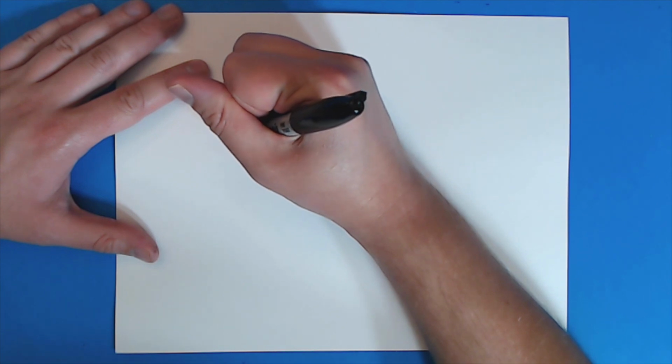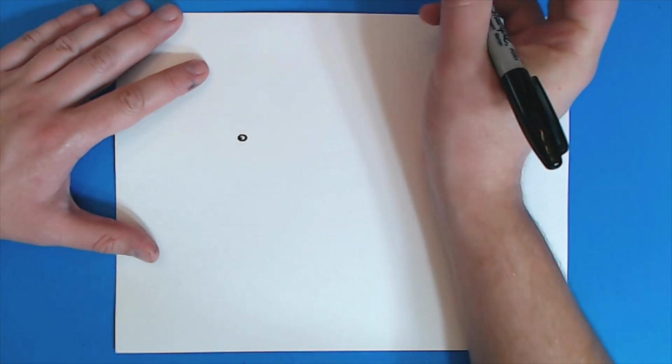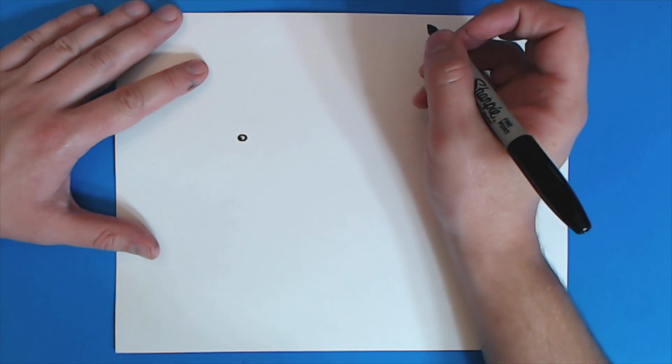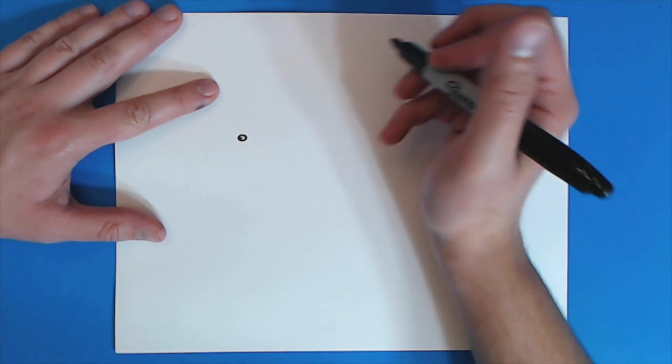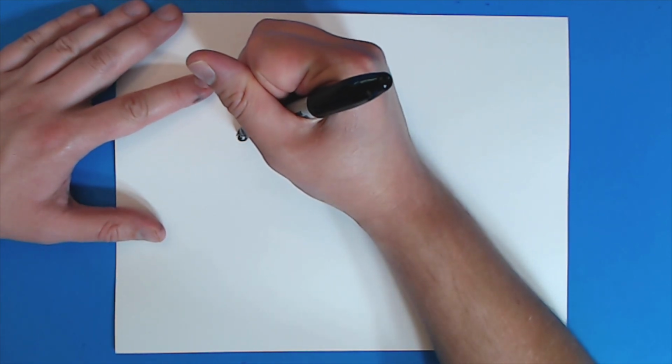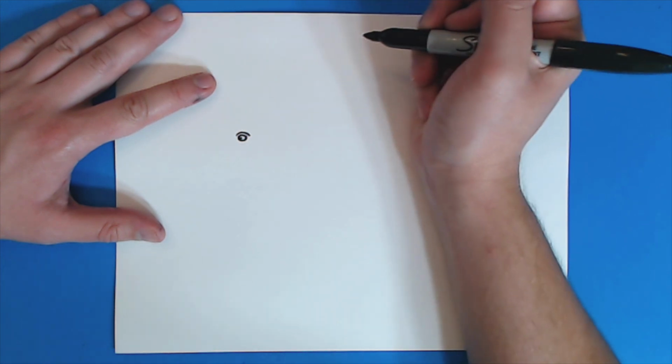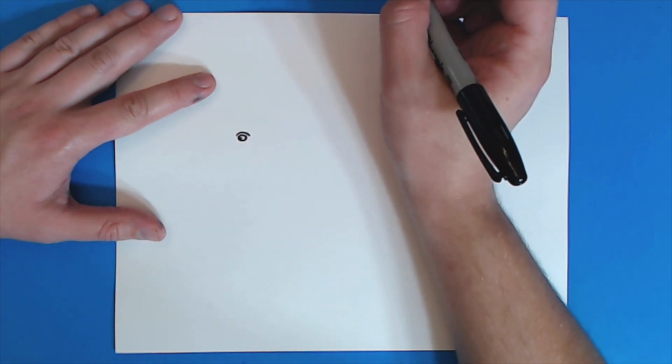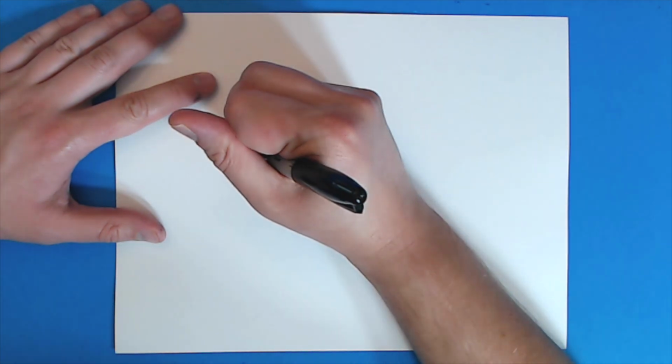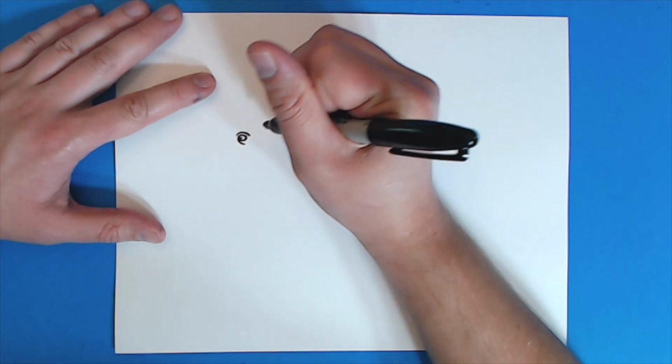Then inside of it, I'm going to put a little circle, or a little dot, I should say. I know that's kind of hard to see there. Then above it, I'm going to draw a little sad face line. Then I'm also going to put a little line underneath it like that.